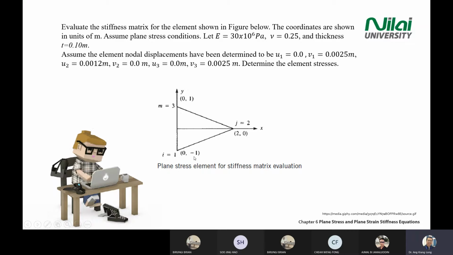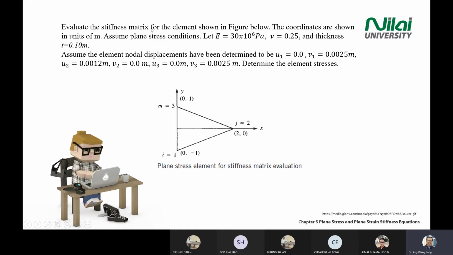This one, -1, is yi. This one, 2, is xj. This one is yj. This one is the third point for m, xm and ym. All right. Now the question.